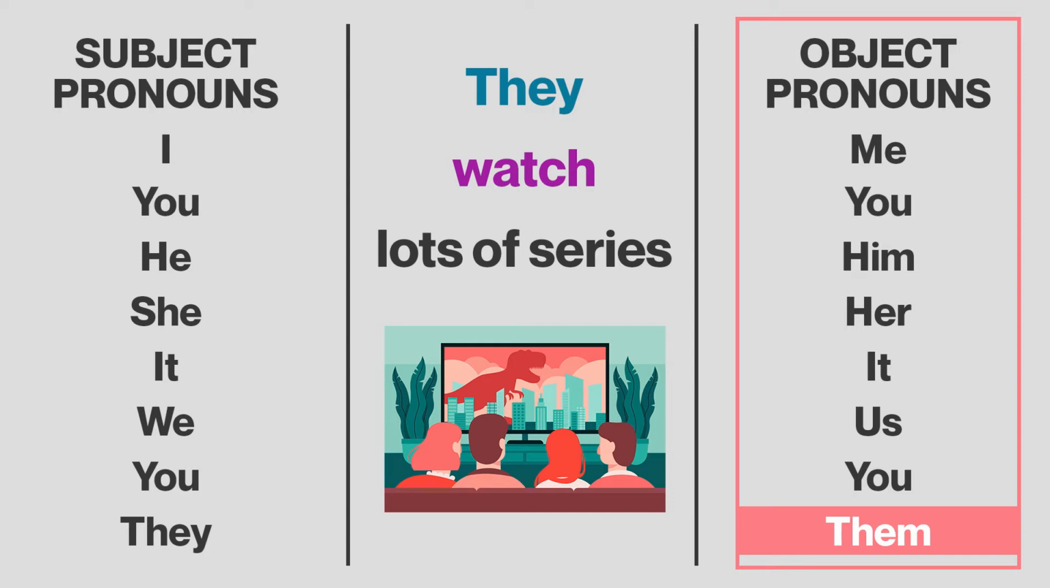One boy is him, but two boys is them. One girl is her, but two girls is them. And one object is it, but two objects is them. So remember the plural is always them. So for the sentence, my students watch lots of series, we can also say they watch lots of them.